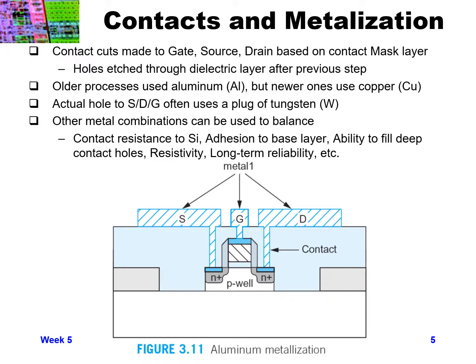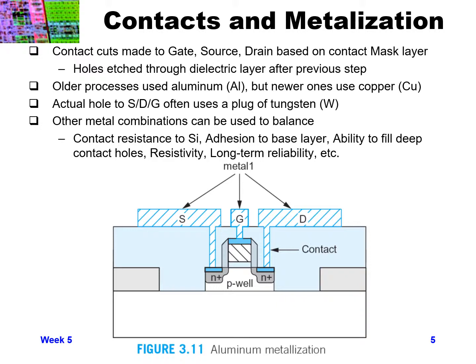using the contact mask layer, and then we'll etch through the dielectric after we've exposed the areas where we want to etch, and then we will put a metal through the contact holes and a metal pattern for our first layer metal. Now, in older process technologies, they typically used aluminum for the wire material, but in newer processes they use copper because copper has a lower resistance than aluminum.